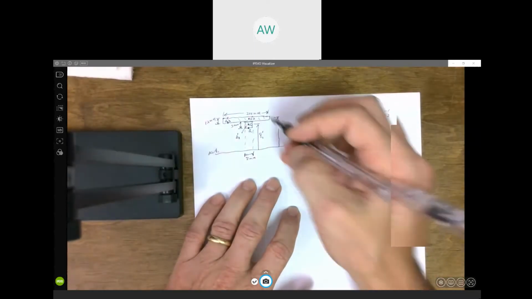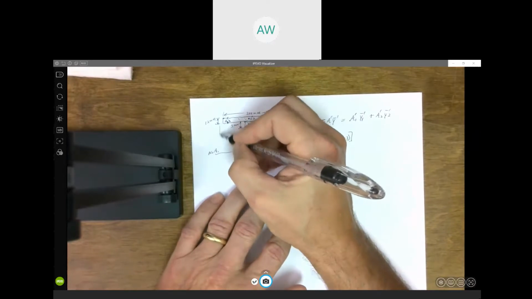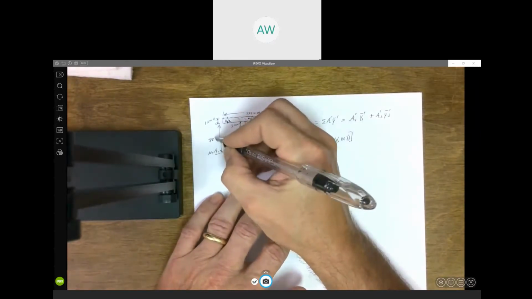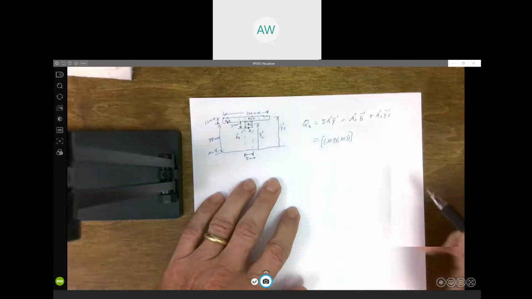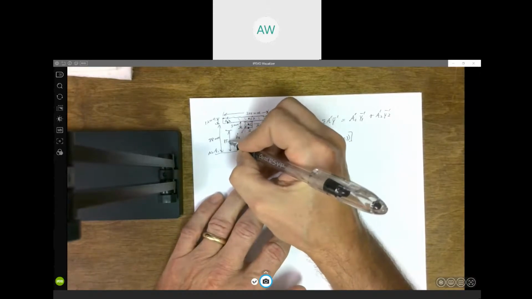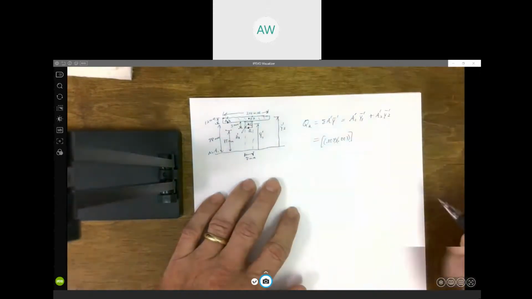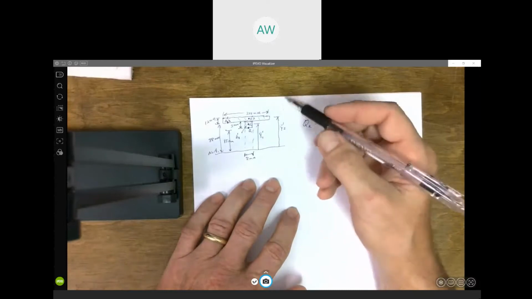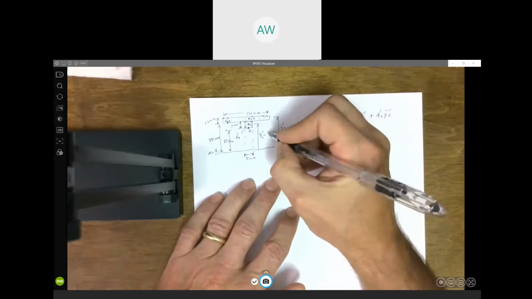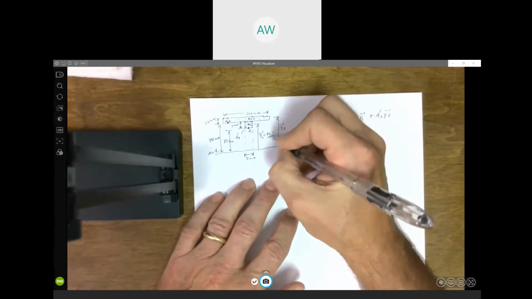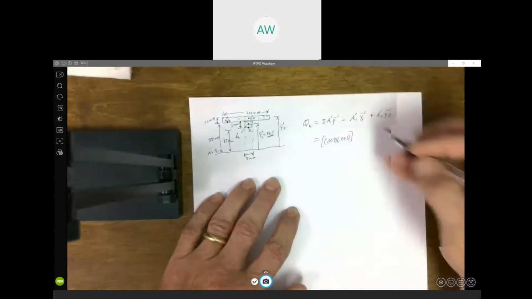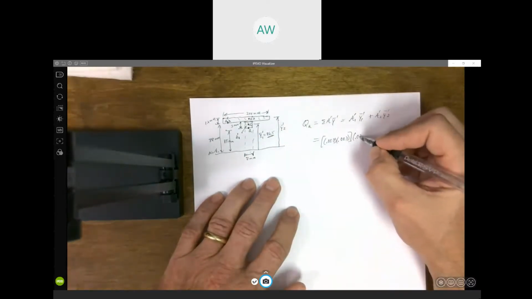And that distance would be, let me go back, I've got to look at my previous picture. This was 88 millimeters. So this distance here would be 85 millimeters. So this would be 85 plus half of 3, 1.5, so 86.5 is the distance from the neutral axis to the centroid of that little rectangle. So 0.0865.